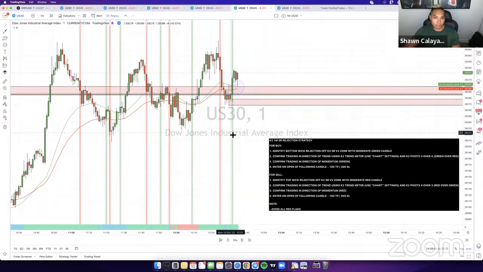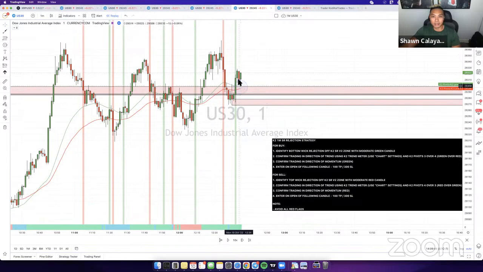For requirement number 3, you want to confirm that you're trading in the direction of momentum. In order to do that, you just want to look back at the most recent momentum signal. As you can see right here, the most recent one is a buy signal, a green buy signal. And this is going to confirm that you're trading in the direction of momentum. Because if we have this here, we can already anticipate that momentum is going to continue pushing up, right?